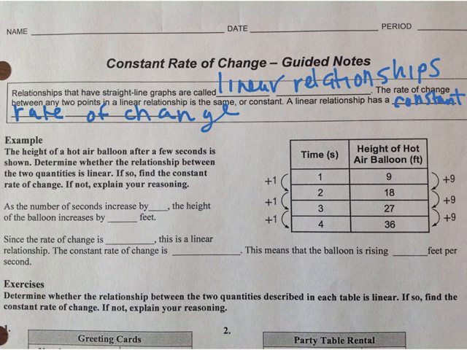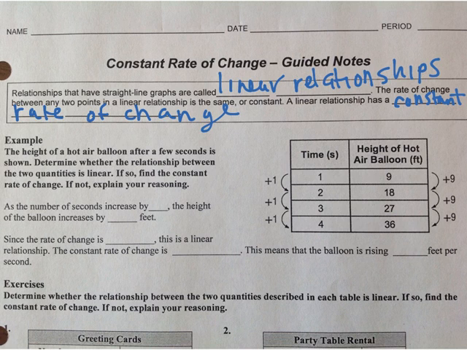Alright, so let's begin looking at our example. It says the height of a hot air balloon after a few seconds is shown. Determine whether the relationship between two quantities is linear. Remember we said that linear means making a line. If so, find the constant rate of change. If not, explain your reasoning.